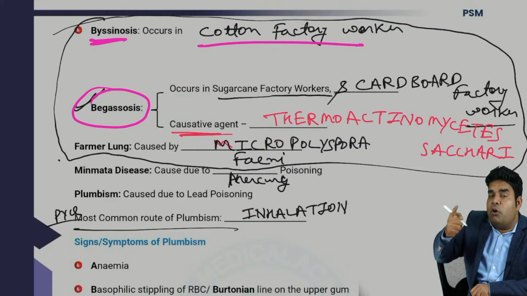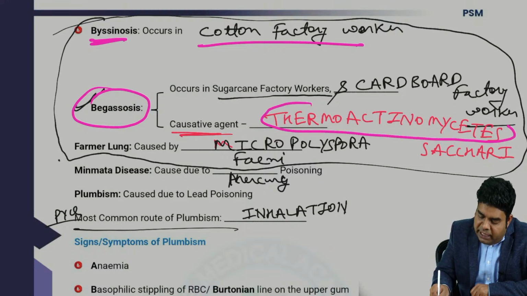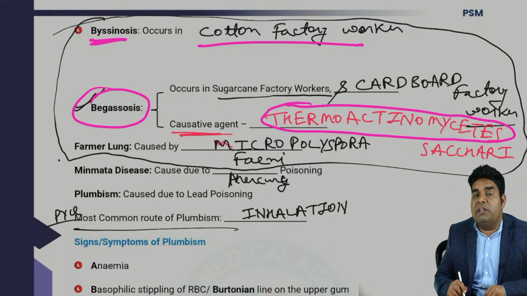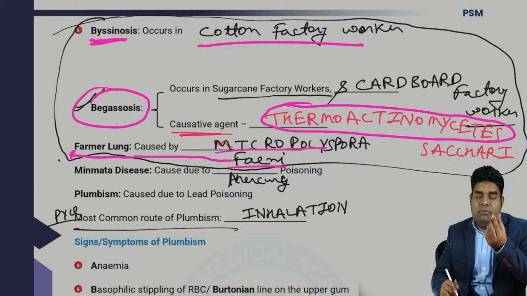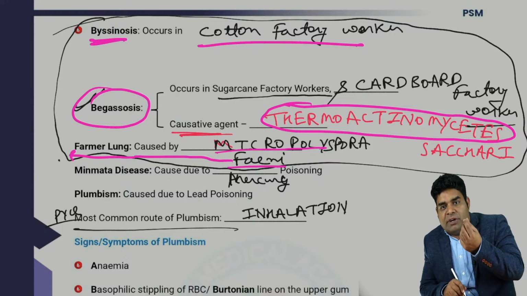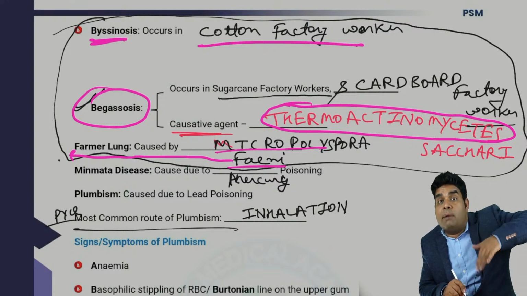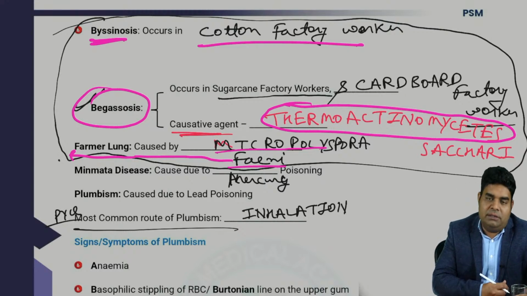But they will ask the causative organism of bagassosis. Students remember saccharopolyspora, but they will not ask the last name, they will ask the first name, that is Thermoactinomyces, which leads to bagassosis. Farmer's lung occurs with Micropolyspora faeni. Okay, Micropolyspora faeni. F for farmer, F for faeni. And farmers are usually micro industry, small level workers. So Micropolyspora in farmer and Thermoactinomyces in bagassosis. Okay. Now, these are the respiratory diseases.